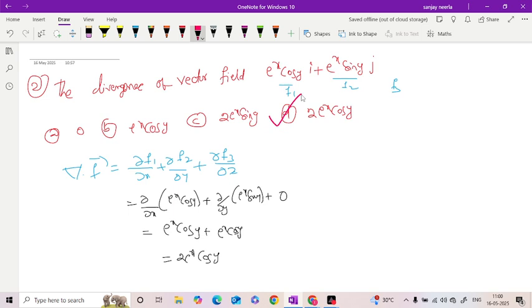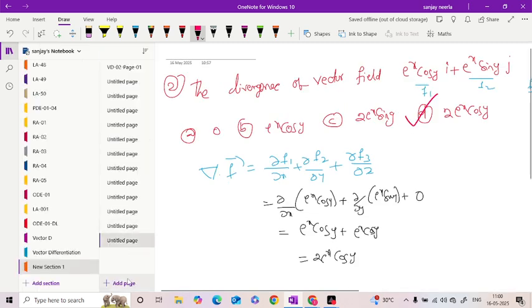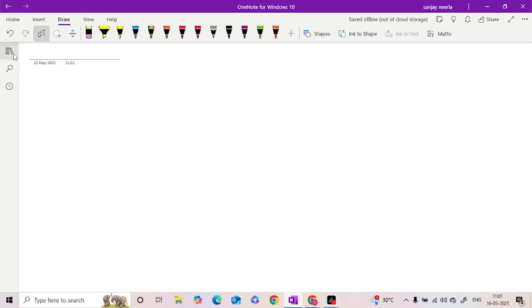Now we will discuss one more question. Here, sometimes the divergence of f may be 0, for example.